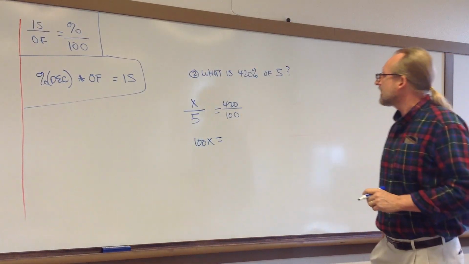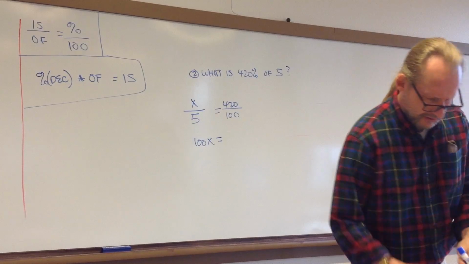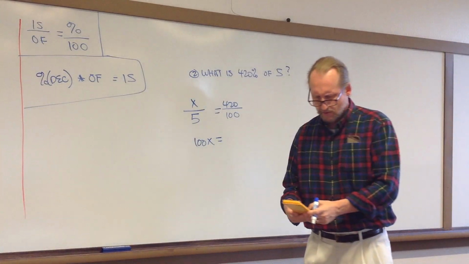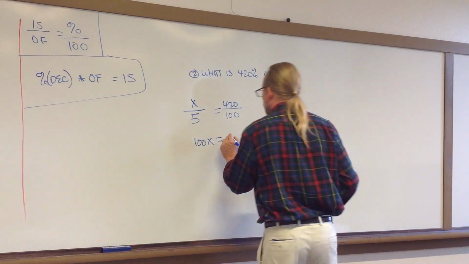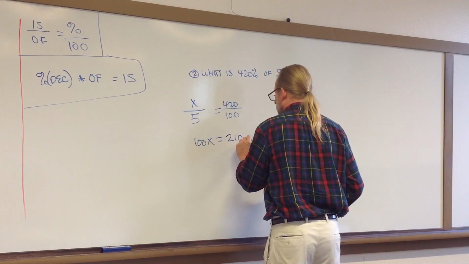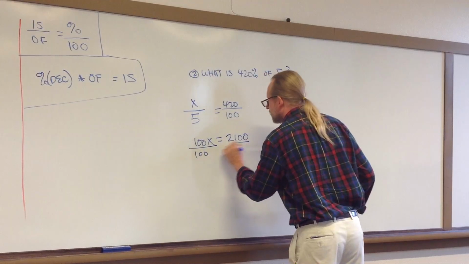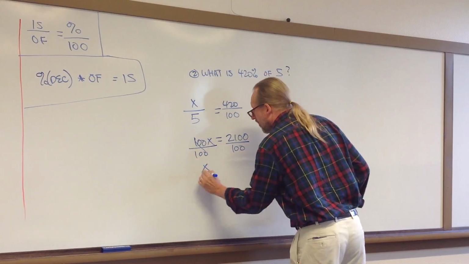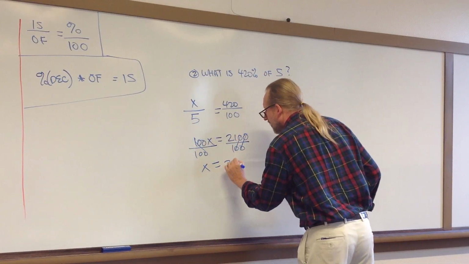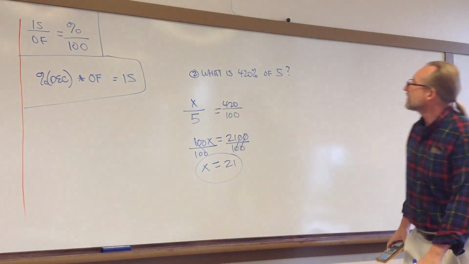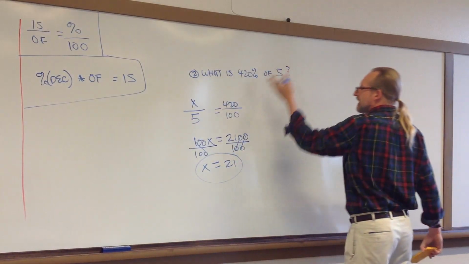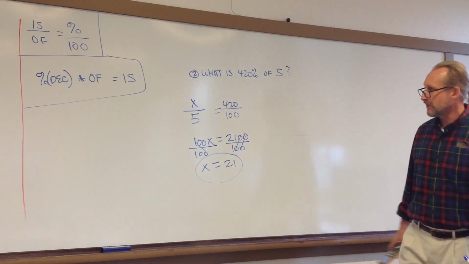And we get 100x is equal to 5 times 420. That looks like it's going to be, what, 2010? Oh, 2100. There we go. Yeah, that makes more sense. And then we divide on both sides by 100. This is a little bit easier. And we get x equals 21. So 420% of 5 would give you an answer of 21.